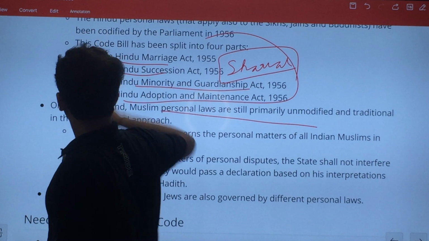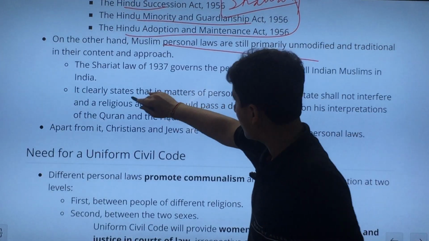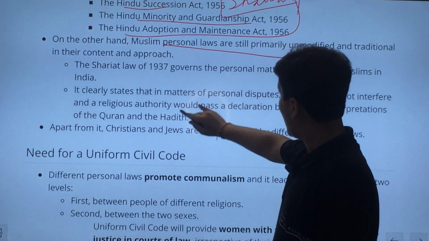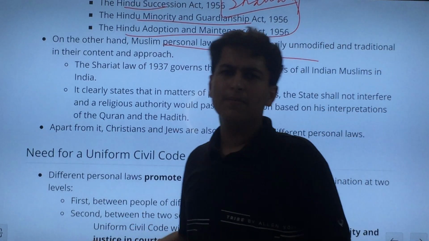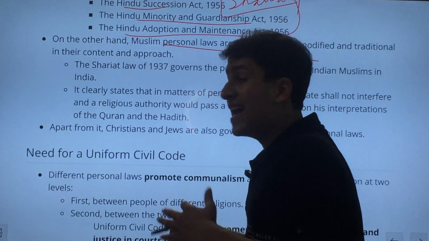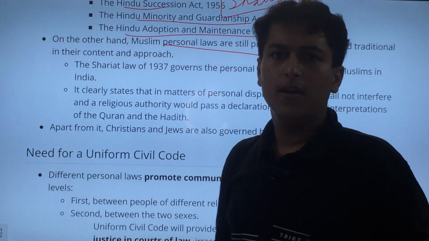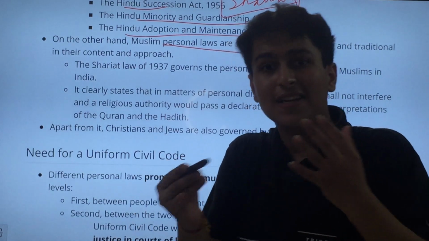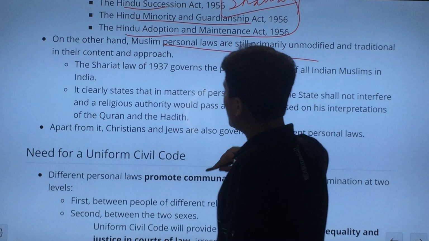Then on the other hand, Muslim personal laws are still primarily unmodified, creating a discrimination, like the Shariat Act of 1937 and different types of laws. It states that in matters of personal disputes, the state shall not intervene. What is the meaning of it? Matlab, if there is a dispute in the internal matters of the Muslims, the state, the country, does not have the power to intermingle in their personal matters. So this will automatically create discrimination, which will violate the fundamental right of Article 14, which is granted to every citizen.